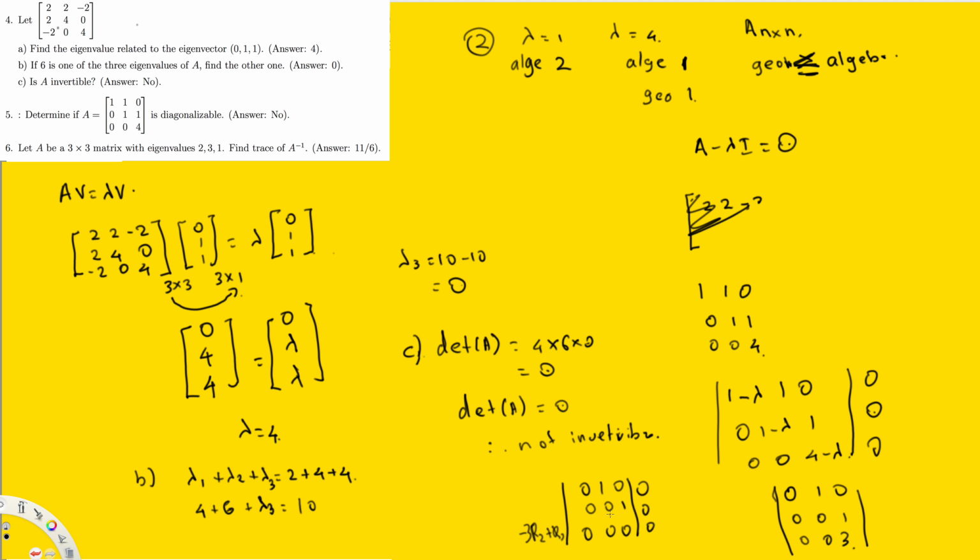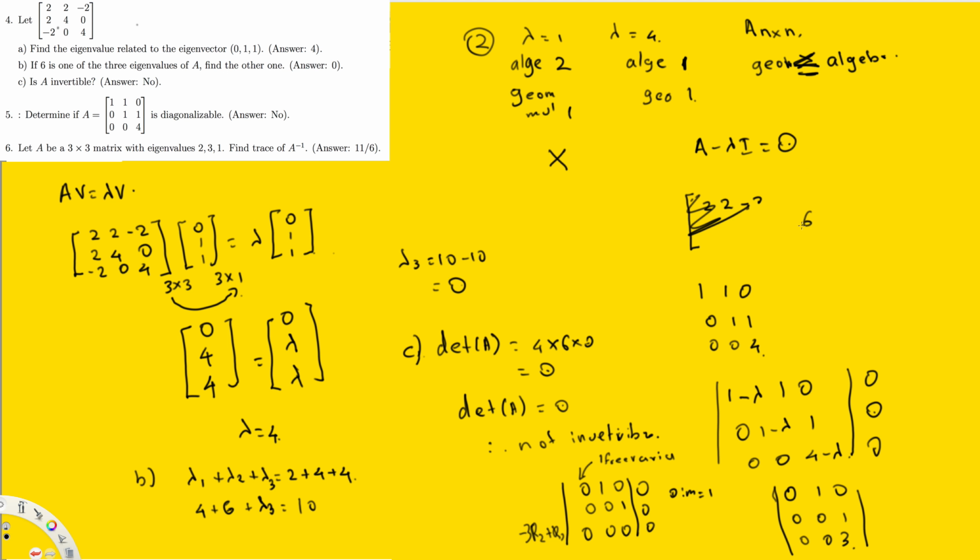From this we know that we have only one free variable, therefore the dimension is equal to 1. The dimension is equal to the geometric multiplicity, so the geometric multiplicity is also 1. So we have algebraic multiplicity 2 and geometric multiplicity 1. They should be the same in order to be diagonalizable, but in this case we have two different values, 2 and 1. Therefore this is not diagonalizable. So that's the answer for the 5th question.